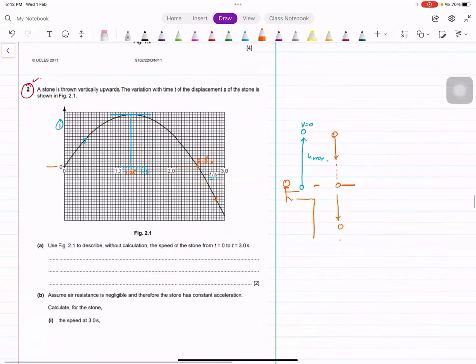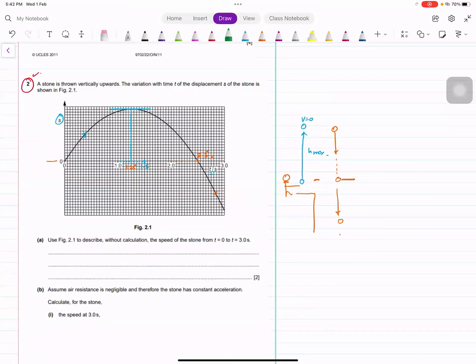And now it says describe what happens. So I'm going to say, for 2 marks, number one, it's a throw. It's a stone. Stone thrown upwards and decelerates to zero till 1.25 seconds. Then falls back down and continues to fall till 3 seconds. All right, so that's what I'm gonna write.